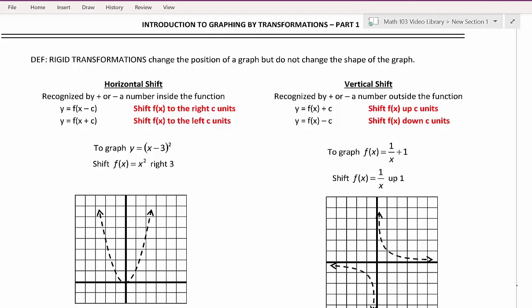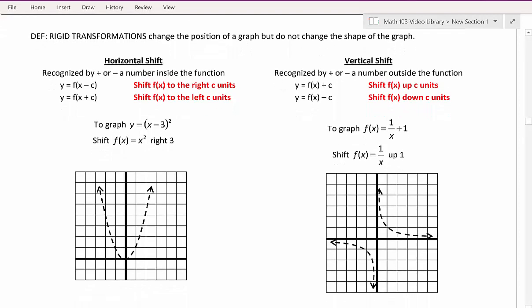The first ones that we're going to discuss are called rigid transformations. Rigid transformations change the position of a graph, but do not change the shape of the graph. Our first rigid transformation is a horizontal shift. Now, a horizontal shift is exactly what it sounds like. It moves the graph horizontally, either left or to the right.